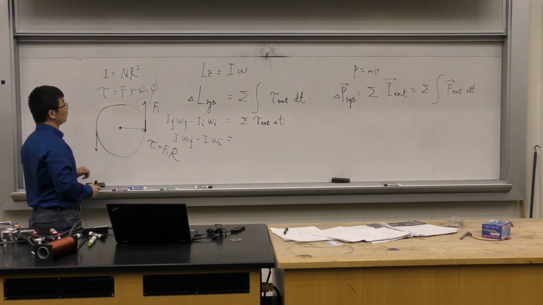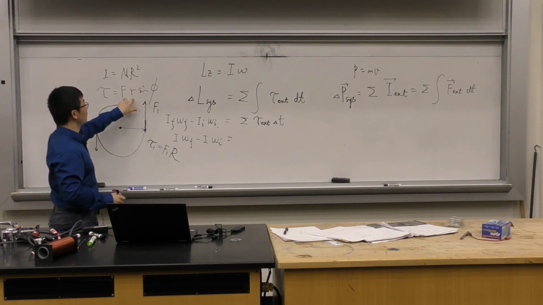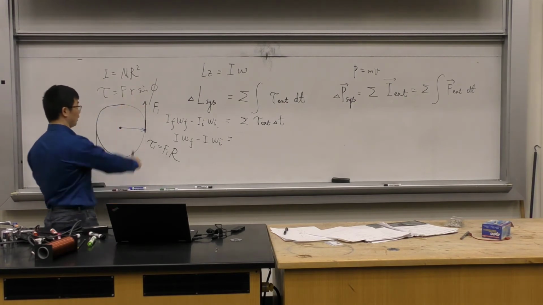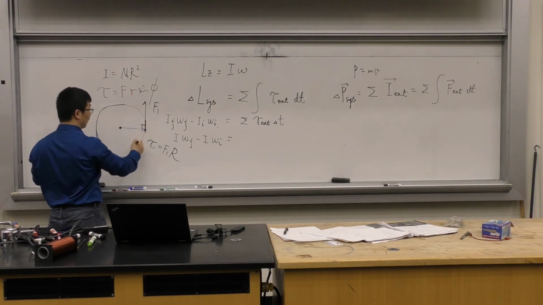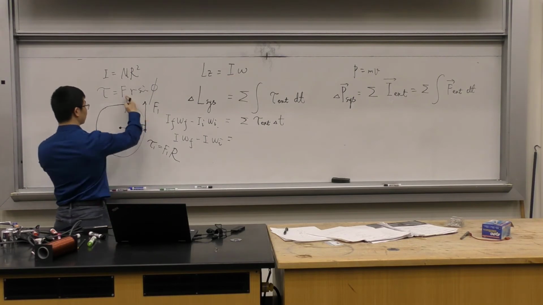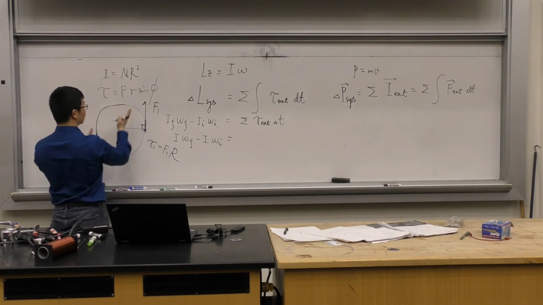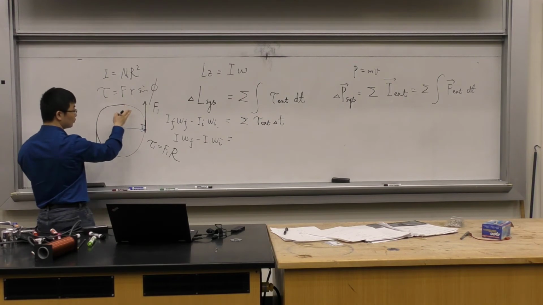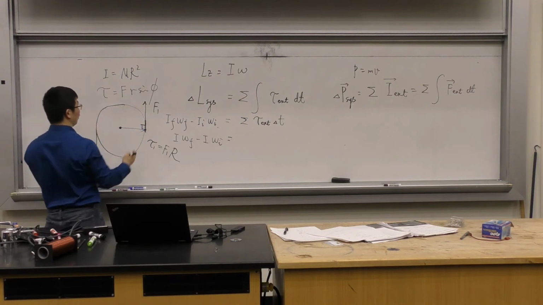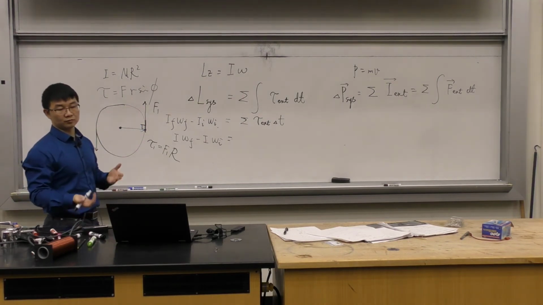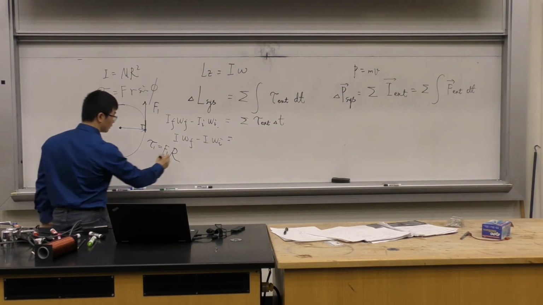Now what is the angle? Phi. The phi is the angle between these two directions, F and R. And nothing's going to change, right? When it's rotating, and next second, the force in this direction, the arm in that direction, still 90, right? So it's always 90. Of course, this is a well-designed problem for this class, okay? So sine 90.